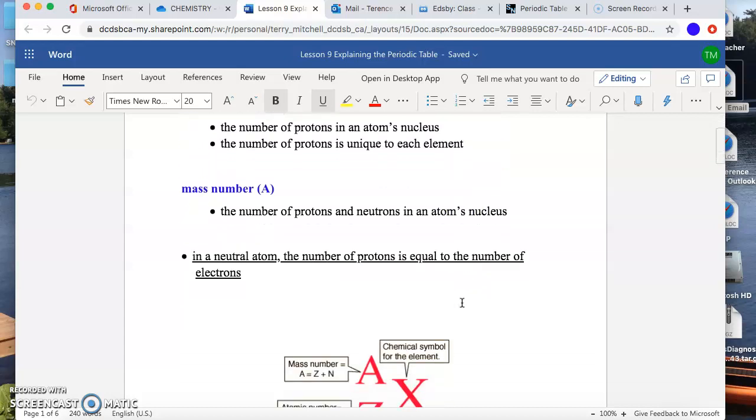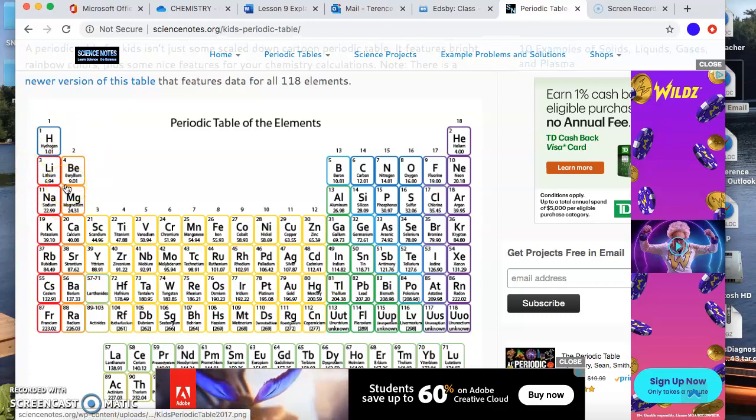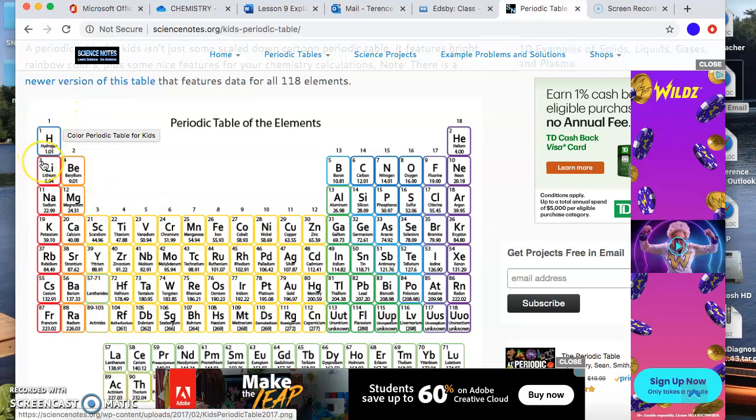Now, atoms are neutral. They don't have a charge. We know that protons have a positive charge. We know that electrons have a negative charge. So in order for an atom to be neutral, it must have the same number of pluses and minuses, negatives and positives, protons and electrons. So if lithium here has 3 protons, which would be a plus 3, it would also have to have 3 electrons, giving it a negative 3. The two balance each other out and we get 0.